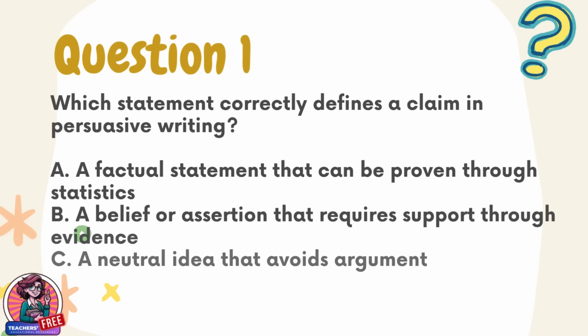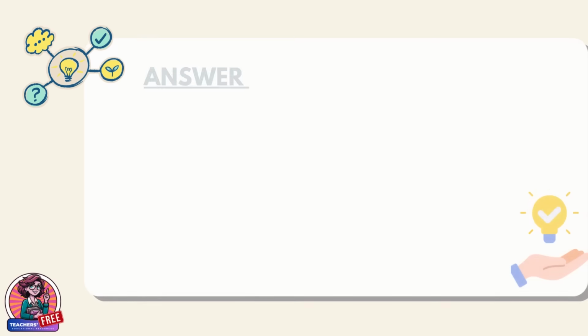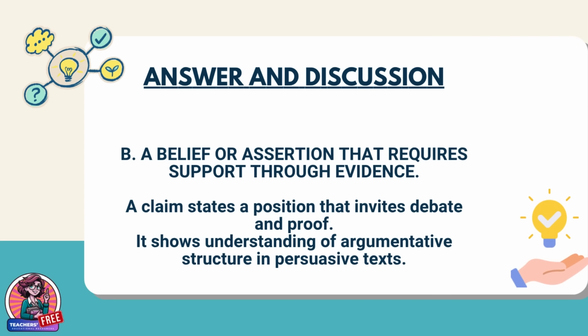Question 1. Which statement correctly defines a claim in persuasive writing? A. A factual statement that can be proven through statistics. B. A belief or assertion that requires support through evidence. C. A neutral idea that avoids argument. Answer. B. A belief or assertion that requires support through evidence. A claim states a position that invites debate and proof. It shows understanding of argumentative structure in persuasive texts.